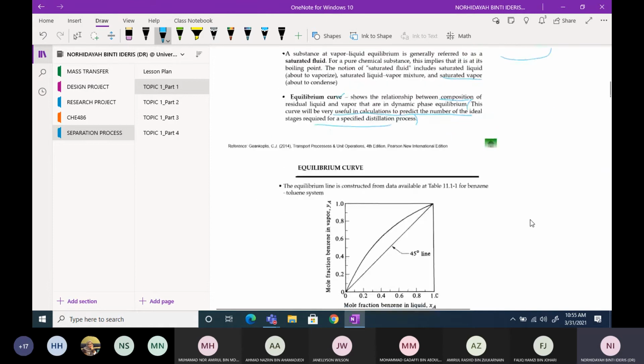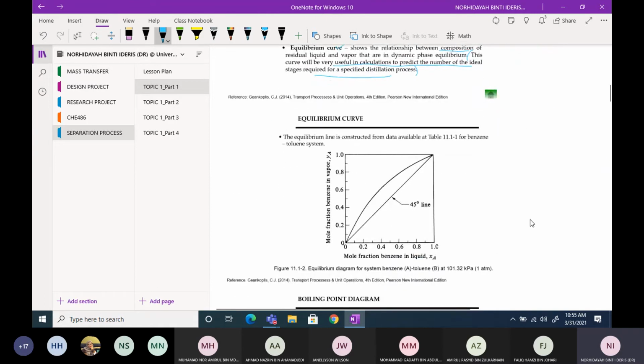Alright. Okay, now this is the example of an equilibrium diagram for the system benzene toluene at this specific temperature. Usually this kind of thing will be given dalam bentuk table atau dalam bentuk graph. So this thing you can actually extract the information from this graph or from this table so that you can use it later on during the calculation. Alright, so actually this is the 45 degree line, but the equilibrium diagram is referred to this curve line.